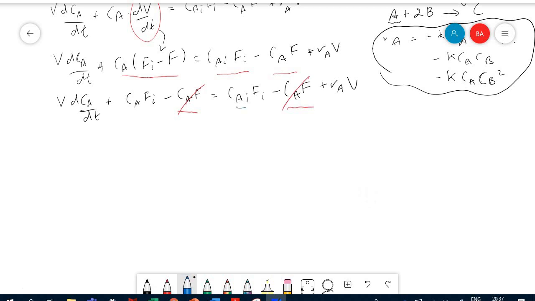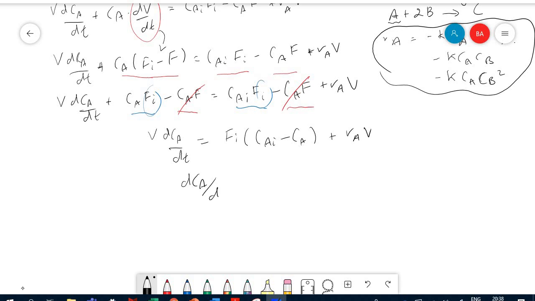What about the other term? This term and this term, we have Fn as a common factor, but Can and Ca are different, so we're going to have a common factor times (Can − Ca). So the equation will be reduced to V dCA/dt = Fn as a common factor times (Can − Ca), that had been coming from this side to the other side, plus Ra·V. And you just divide by V, so you have your equation dCA/dt = Fn/V (Can − Ca) + Ra.